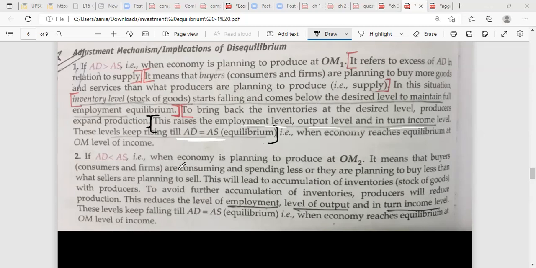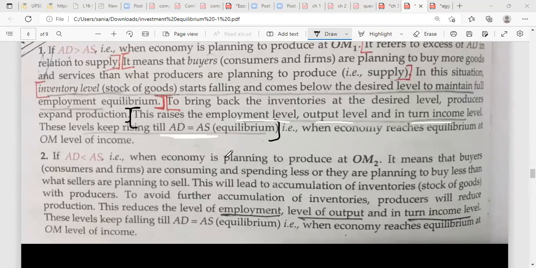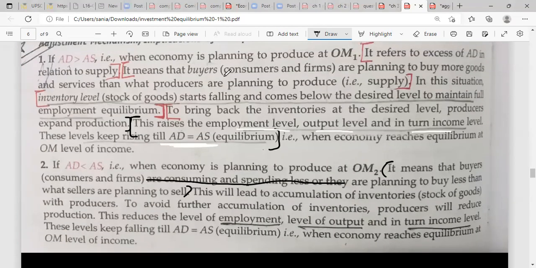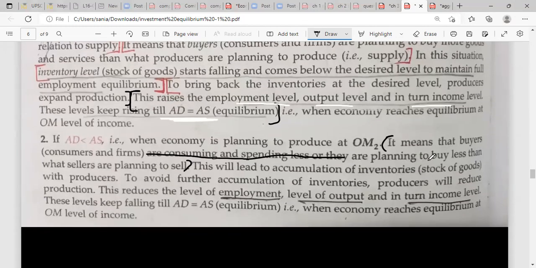Yes, ma'am. Okay. Now this one, when AD is less than AS. So at the time, what is happening in the economy? It means that buyers are consuming and spending less, or they are planning to buy less, because demand is less, right? What are sellers planning to sell? Over here, buyers were planning to buy more goods and services than what producers were planning to produce. But here, buyers are planning to buy less than what sellers are planning to sell.